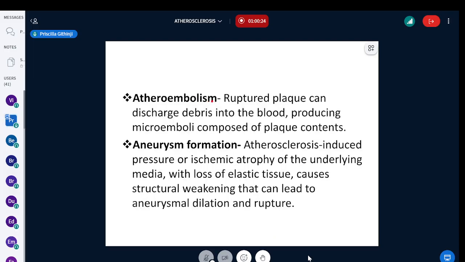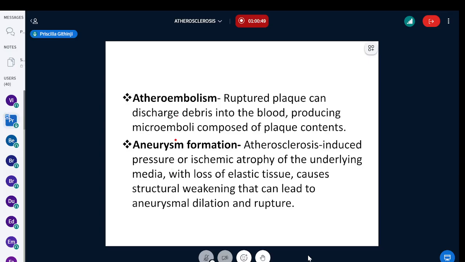You can have atheroembolism, where a ruptured plaque can discharge debris into the blood, producing microemboli composed of plaque components. So the cells, the lipid: once you have rupture, you have release of these substances. So they can go and occlude a blood vessel.